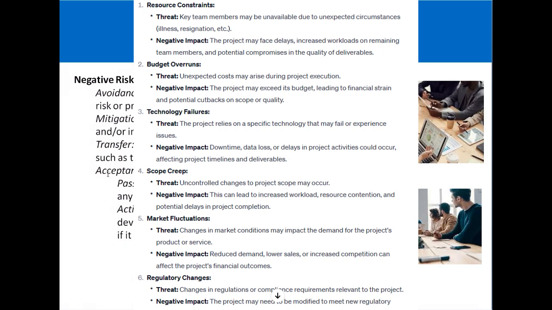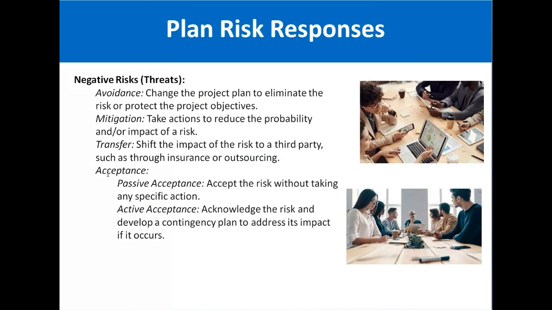Then acceptance, we have two types. First one is the passive acceptance, which means to accept the risk without taking any specific action. That means it is what it is. So if there is a risk, obviously we will have to face it. Then active acceptance means acknowledge the risk, that okay, this is a risk, and develop a contingency plan or alternate plan to address its impact if it occurs.